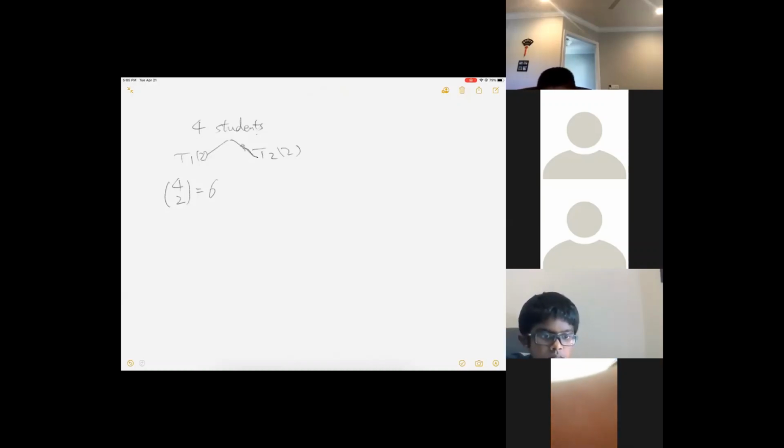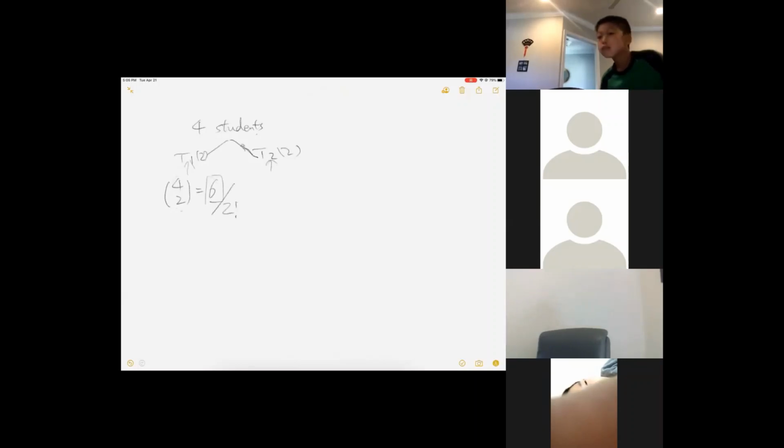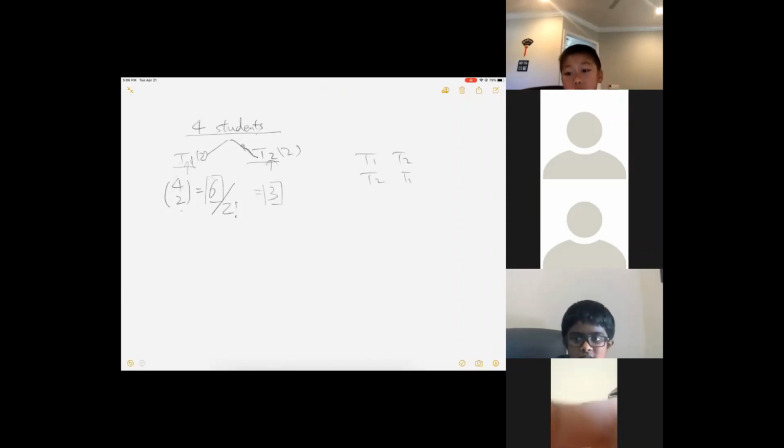So this is the same deal, right? Once we choose one team, the other team is set. So no matter whether you start with team 1 or team 2, it doesn't really matter. So once you do 4 choose 2, it's 6. You can get 6 different teams. Then you divide by 2 factorial. It's 2 factorial because you can arrange team 1, team 2: you can do T1, T2, or T2, T1. So 6 divided by 2 is 3. So you have 3 ways of separating 4 students into 2 teams, with each team having an equal number of people.